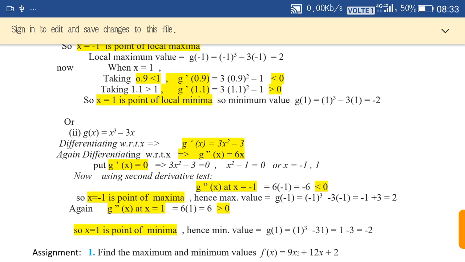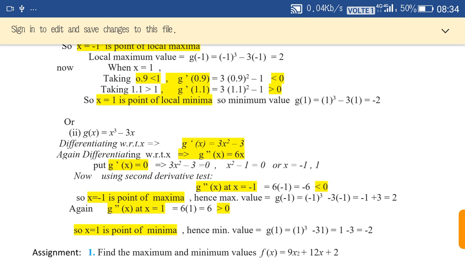Now the concept is that put the first derivative as 0 for finding critical points. It is the step, similar to the first part. You get 3x square minus 3 is equal to 0, and x square minus 1 is 0, so x is minus 1 as well as plus 1. You get two values of x. These are critical points. Now using the second derivative test, what will you do?